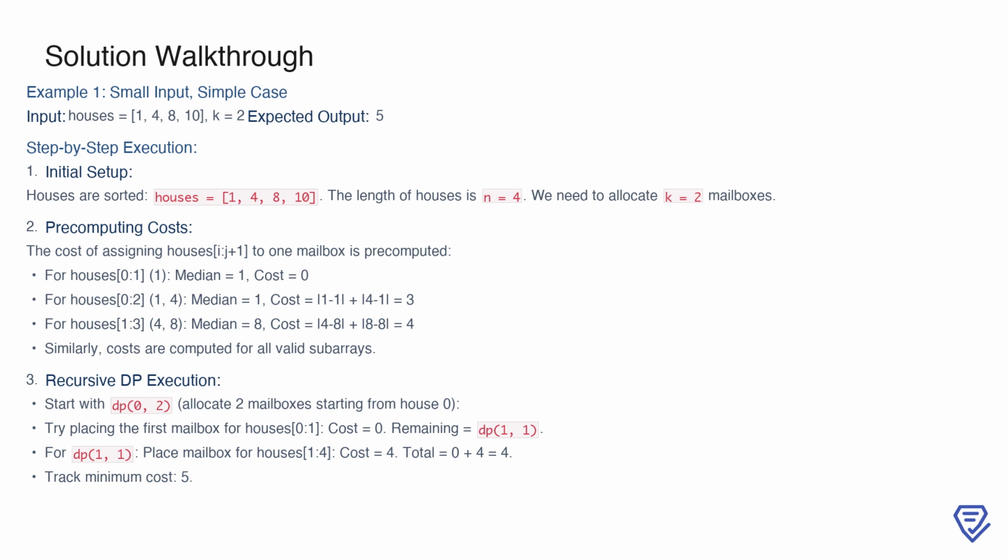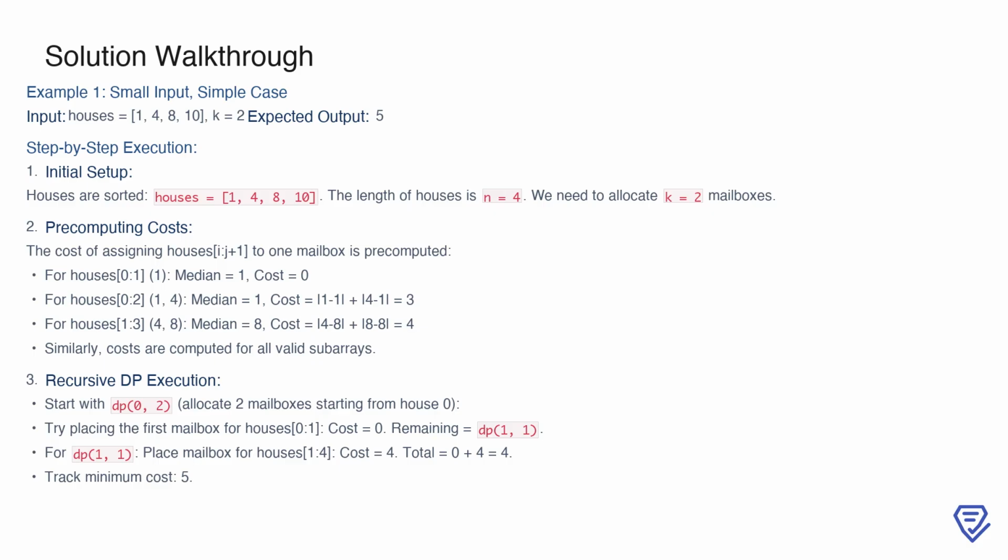Next, we pre-compute the cost of assigning a group of houses to a single mailbox. For example, if we look at the houses from index 0 to 1, the median house is at position 1, so the cost is 0. Similarly, for houses from index 0 to 2, the median is still 1, and the cost becomes the absolute difference of 1 from both 1 and 4, which sums up to 3. We continue this process for all valid subarrays.